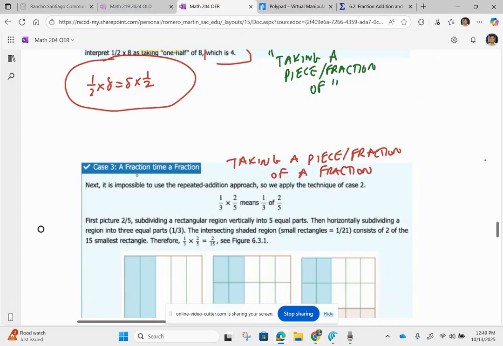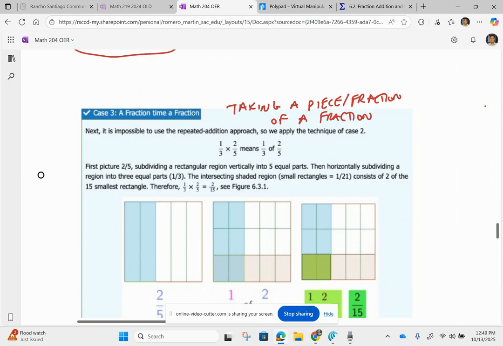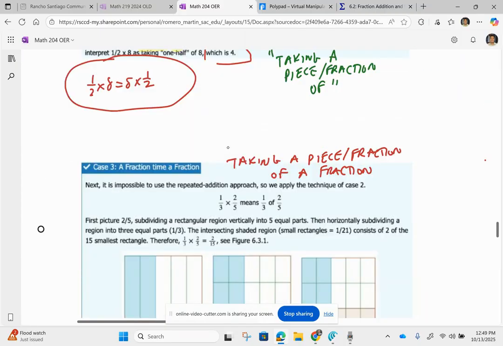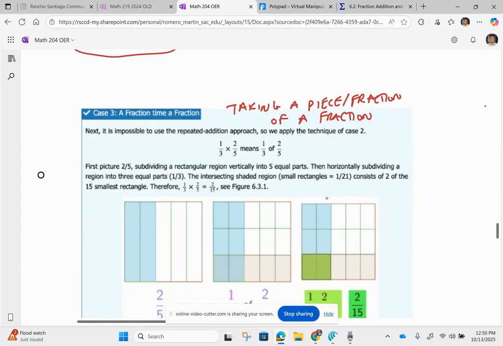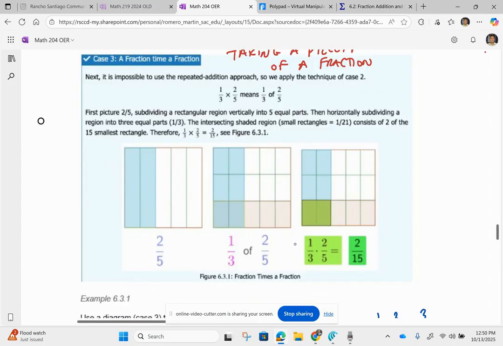A third way to think about it, and the hardest one, is a fraction times a fraction. What does that mean? We can't use repeated addition for this. So we're going to apply technique 2, taking a piece. 1/3 times 2/5 means take 1/3 of 2/5, a fraction of a fraction. And there's an awesome visual that allows us to see that, because it's still hard to imagine. Take 1/3 of 2/5. One way you can conceptualize it is through common denominators.